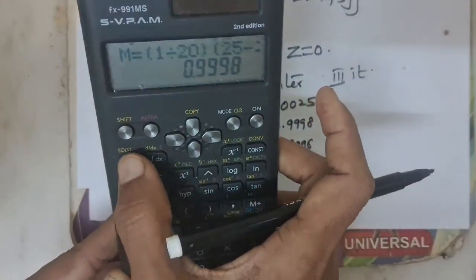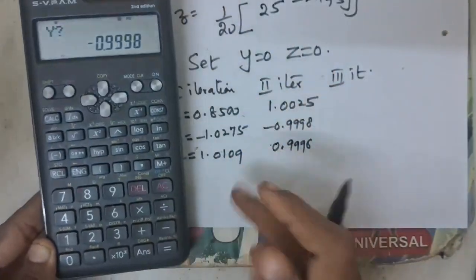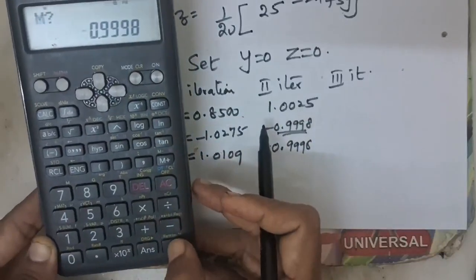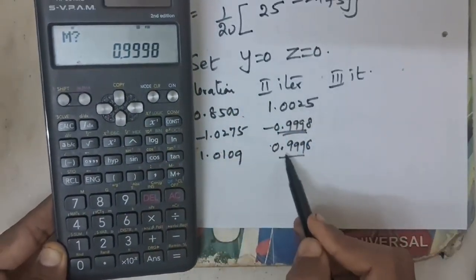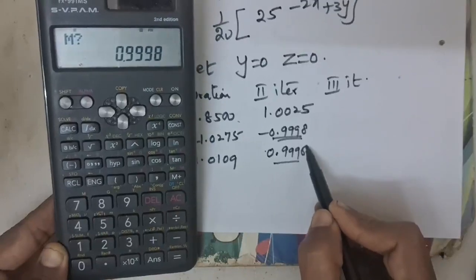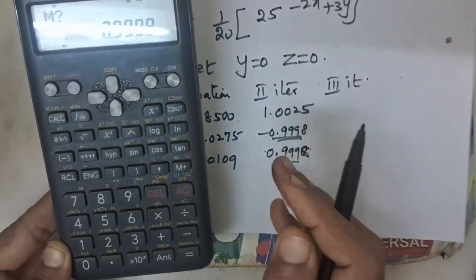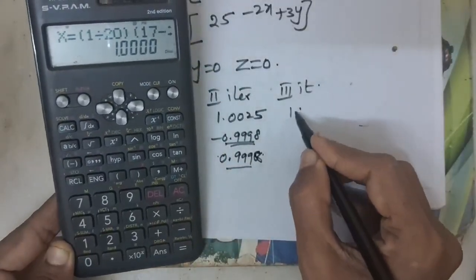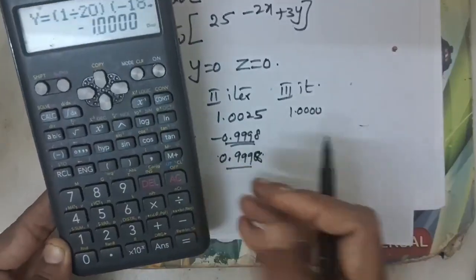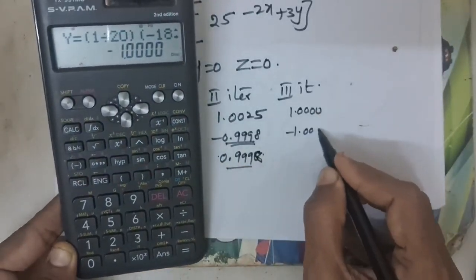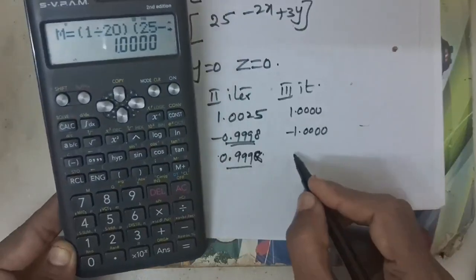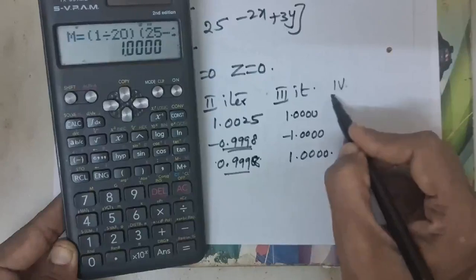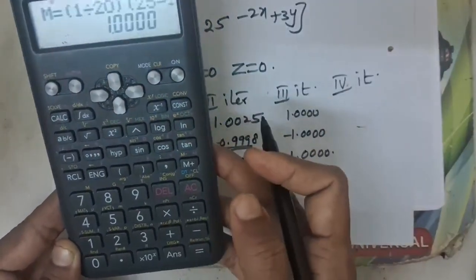Now if you go for third iteration, what you have to do? Press calc. It will ask for y. My y is now minus 0.99, it is showing that. Then press equal to, m value is what? 0.9998. Now if you press equal to, it will give your x as what? 1.0000, y as minus 1.0000, z as 1.0000. Is that clear?